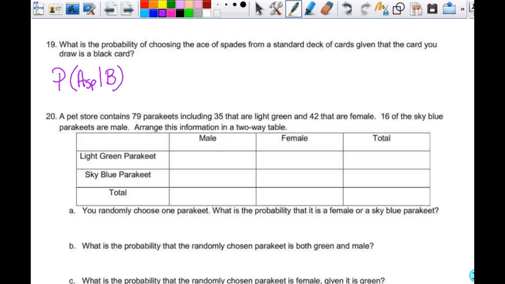Okay, there's 52 cards in a deck, right? If you know that you have drawn a black card, that narrows your sample space down to 26, because only half of them are black. So 26 cards is now what we can look at. And the ace of spades, there's only 1 ace of spades in the whole deck. So the probability of just drawing an ace of spades is 1 out of 52. But if you know that the card is black, now you're only talking about 26 cards, so your probability then is 1 out of 26. Don't need a formula or anything for that.